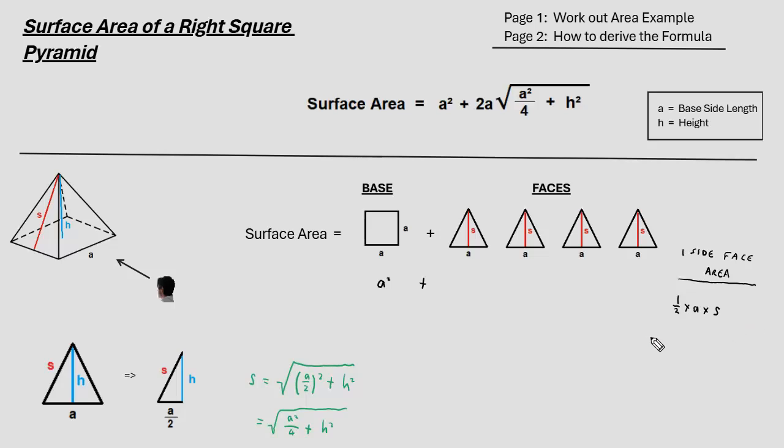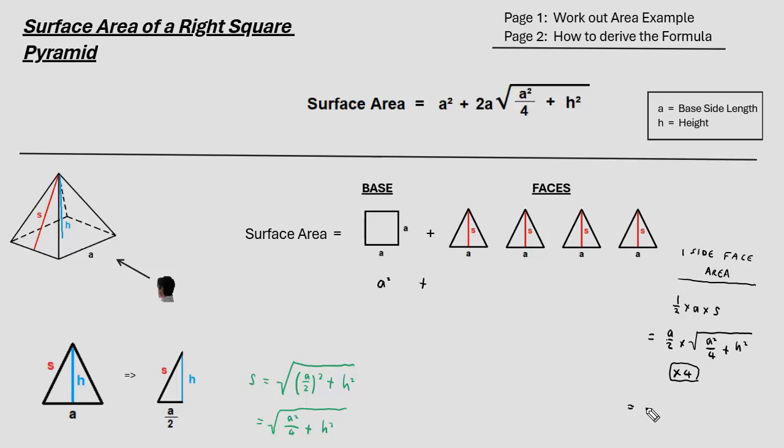So with what we know, this can be written out as a over 2 multiplied by our expression for s, a squared over 4 plus h squared inside square root. So this will give us the area of one side face, and we have 4 of them. So we just multiply by 4 to give us the area of all these faces together.